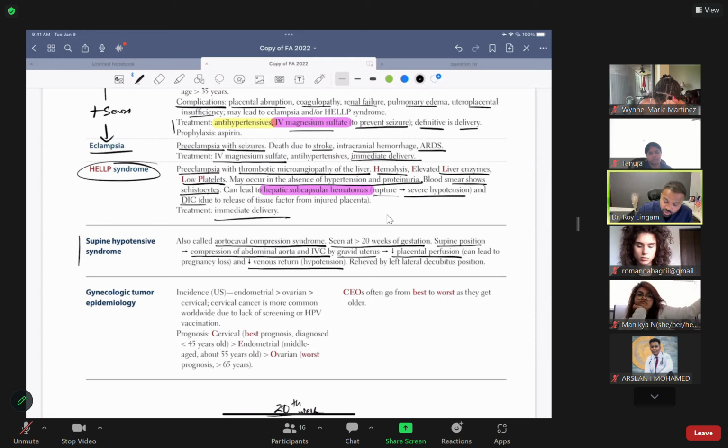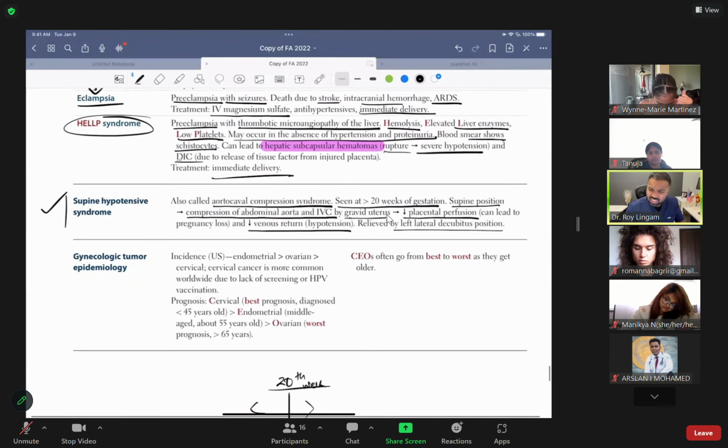See, it says it's relieved by the lateral decubitus position. So whenever they change sides, it helps. So that's it. These are the most important. And the last one is just the statistics. You don't have to memorize this.